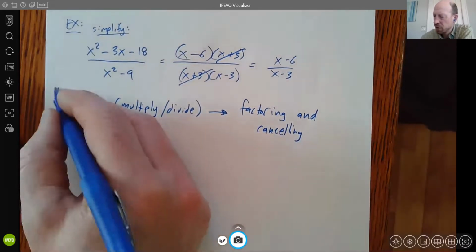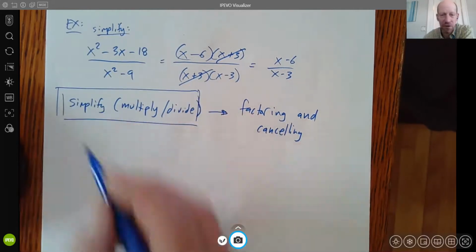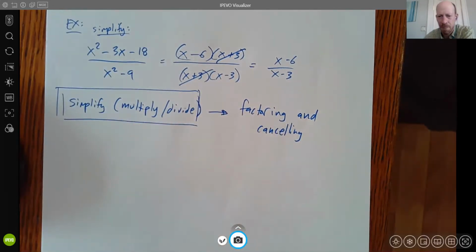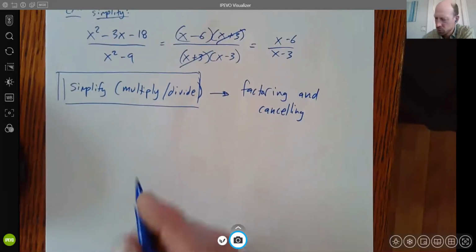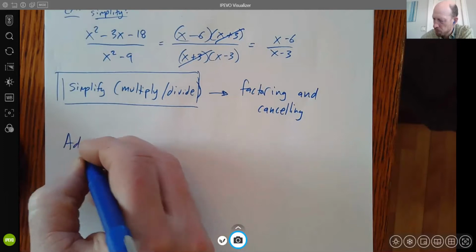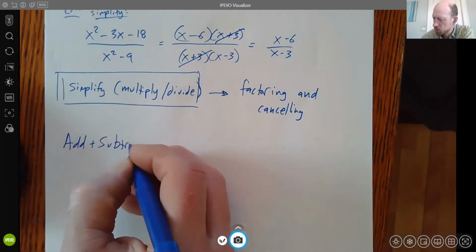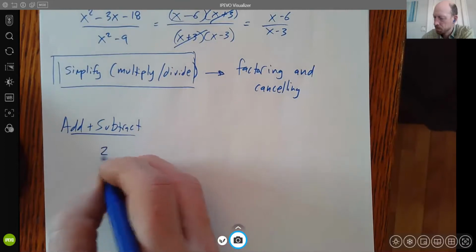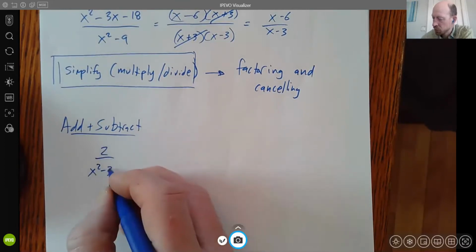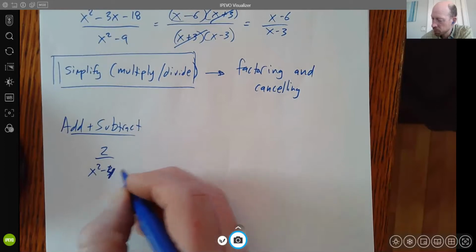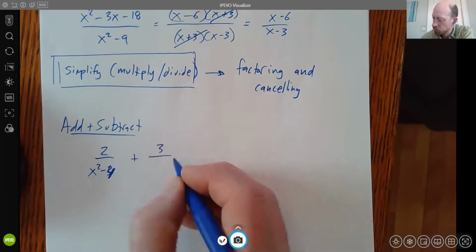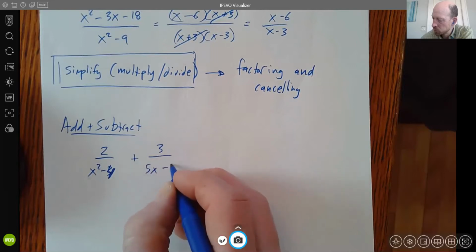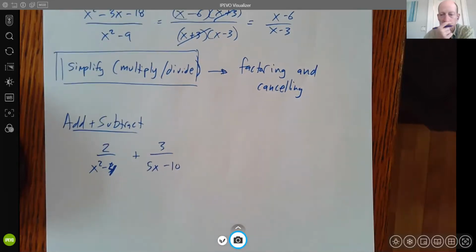So this is one class of problems that I like to group together. Simplify, multiply, or divide. We're just really factoring and canceling. So another class of problems is when you have to add or subtract rational expressions. Let's make that x squared minus 4. Okay, so here's an addition problem.